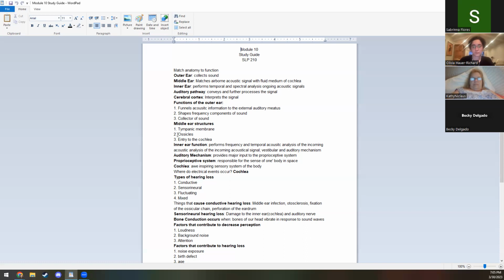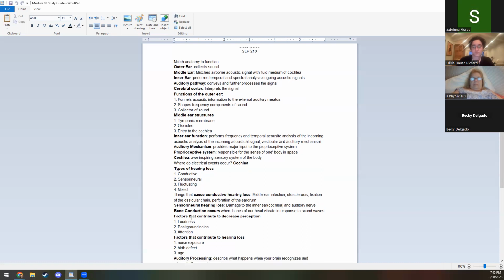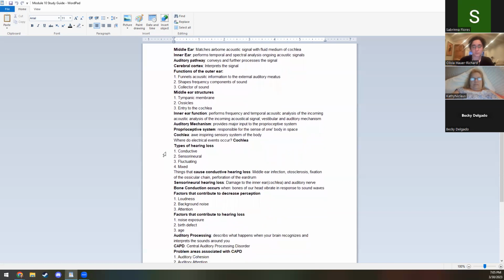And then the four types of hearing loss. Obviously we know the three from last semester: conductive, sensorineural, mixed, and then the new one, the fourth one, fluctuating. We don't need to know the definitions to these four, we just need to know the types. Things that can cause conductive hearing loss: middle ear infections or otitis media, fixation of the ossicular chain, and perforation of the eardrum.